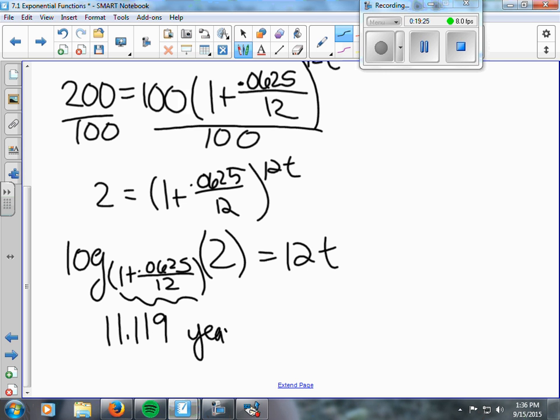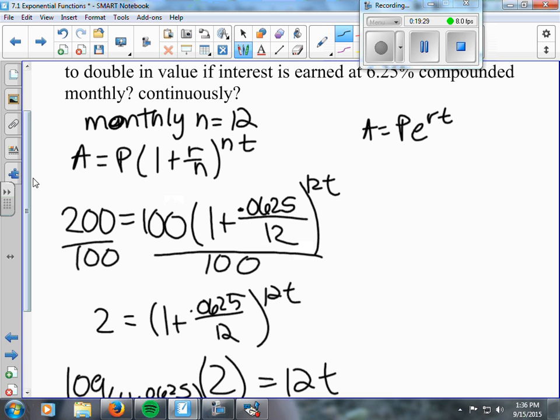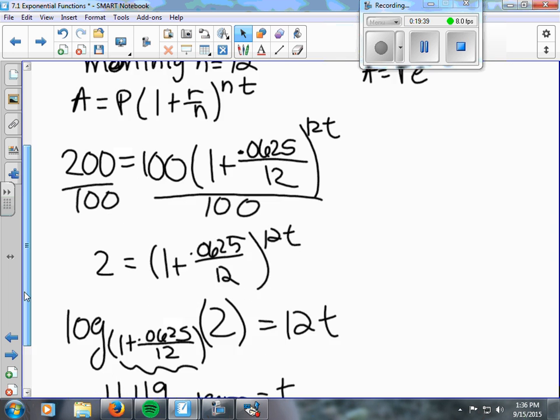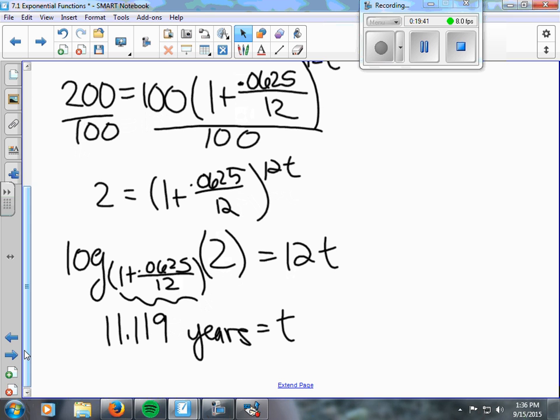Okay, and then I'm going to leave you to do this last one on your own. It's again the same question. The interest rate is 6.25%, and you're solving for the time it takes to double. I'll give you a hint. The answer is close to 11, but it's less. And that is all.